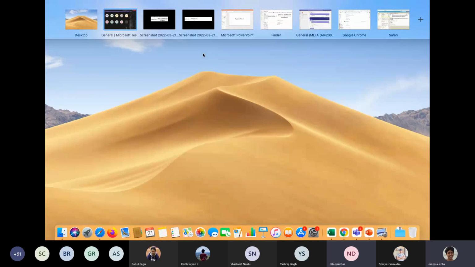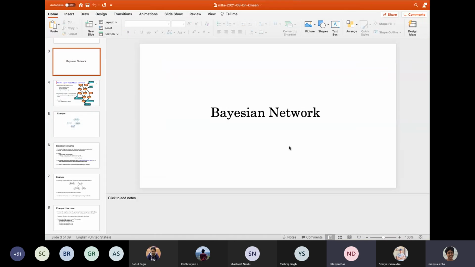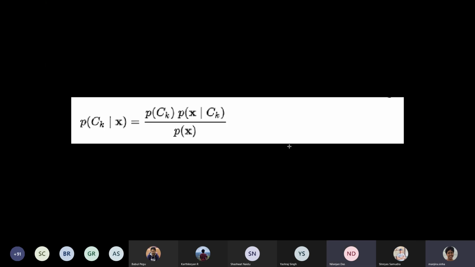Anyway, so today we will discuss Bayesian network. Before that, I guess you all remember the naive Bayes classifier, or the Bayes theorem to say specifically. Bayes theorem is basically based on the conditional probability. As you can see in this example, this is just to remember the old things that we have learned.